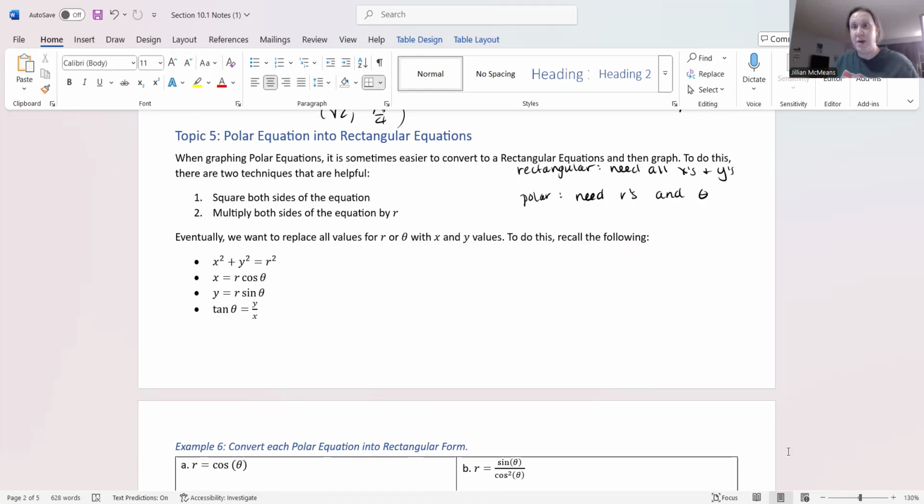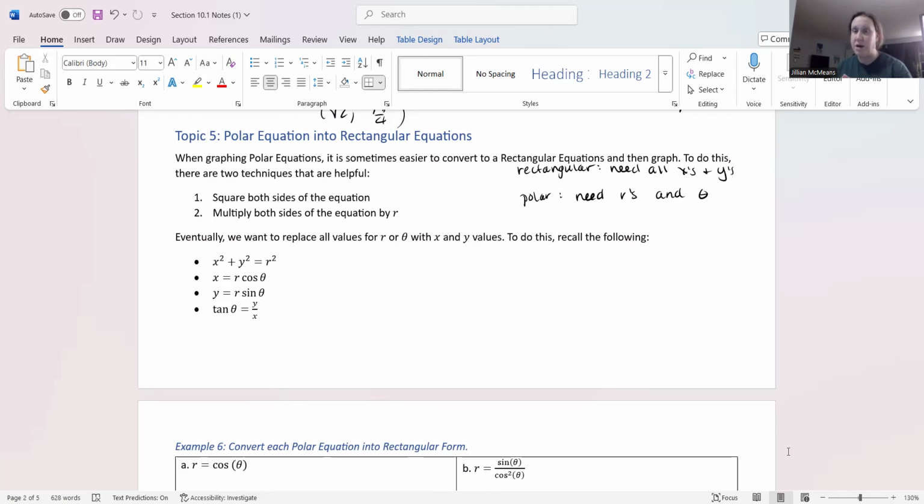It's kind of cool though, the way it all translates. These polar equations are going to have sines and cosines, r's and thetas. All of that needs to be converted to this XY world that we're so familiar and comfortable with. Now, this is not always tried and true, but when graphing polar equations, it's sometimes easier to convert to rectangular equations and then graph. And the opposite is also true.